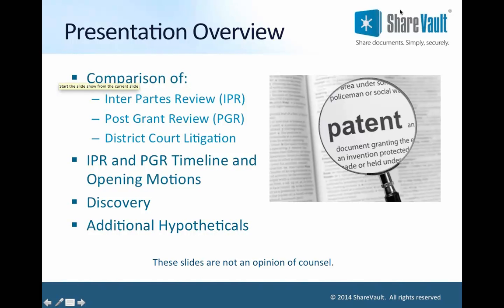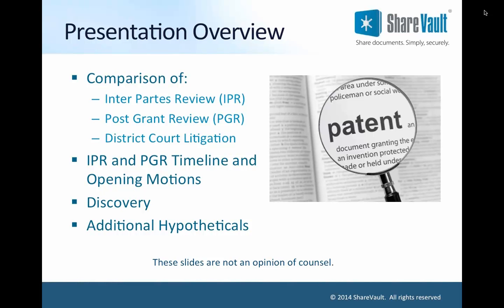So, as Steve mentioned, this is going to be a seminar about the proceedings in the Patent Office, mostly inter-parties review and post-grant review, and I will be comparing them to district court litigation. After I do that comparison, we will discuss the PGR and IPR timelines, as well as opening motions, and then a short word on discovery, as well as some additional hypotheticals. As you'll see, I put a couple of hypotheticals in the talk itself, so I hope those will help enlighten you.